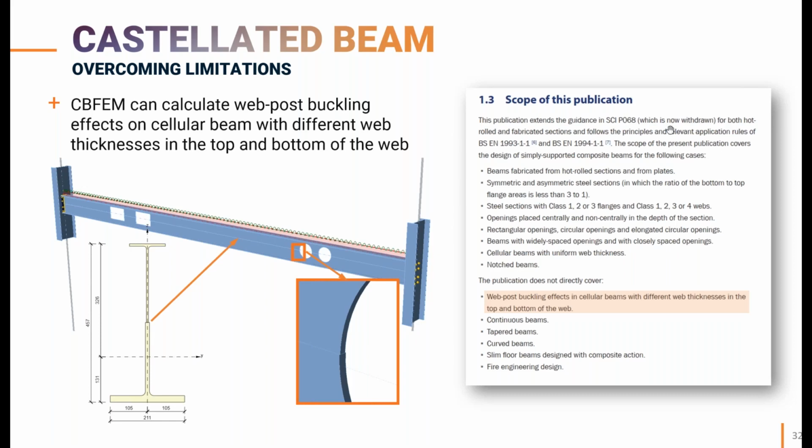Lastly, another limitation of the SCI guide is the evaluation of web post buckling effects in cellular beams with different web thicknesses in the top and bottom of the web. These beams can be easily fabricated from two different cross sections, and while this is a problem for the guidance, this is not a problem for CBFEM, which can easily model such configurations.